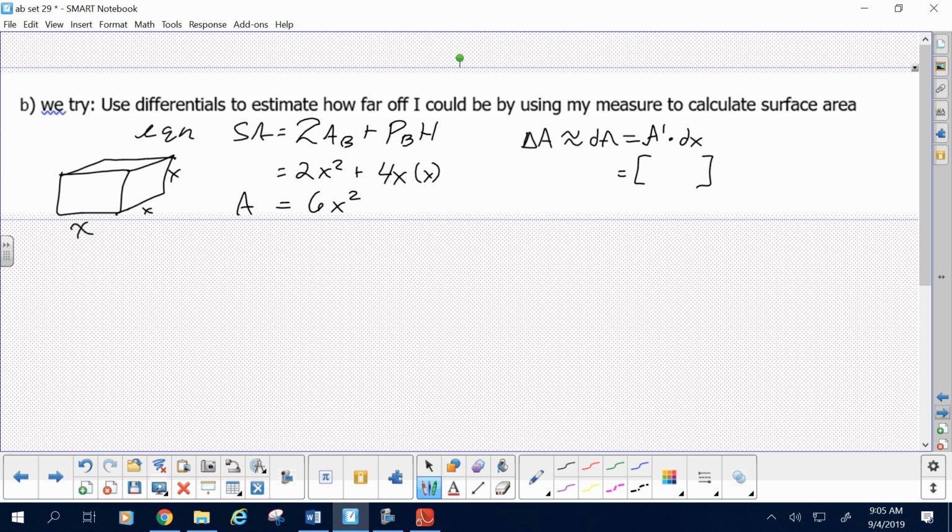If A is 6x squared, then A prime is 12x. And I say, all right, and I don't just want the derivative generally. I want it at 8. And how much did I change the side x by? 0.1. So it's 12 times 8, 96 times the tenth, 9.6. And what are the units? Centimeters squared here because it's an area.